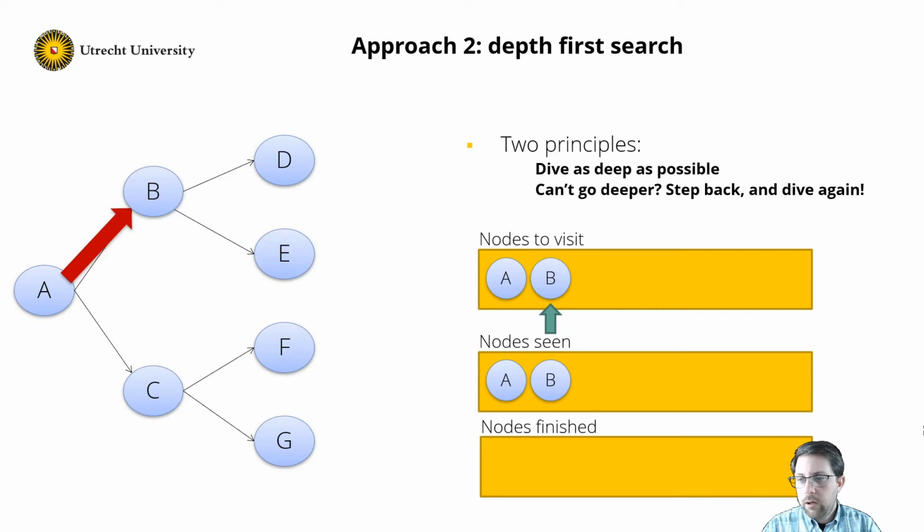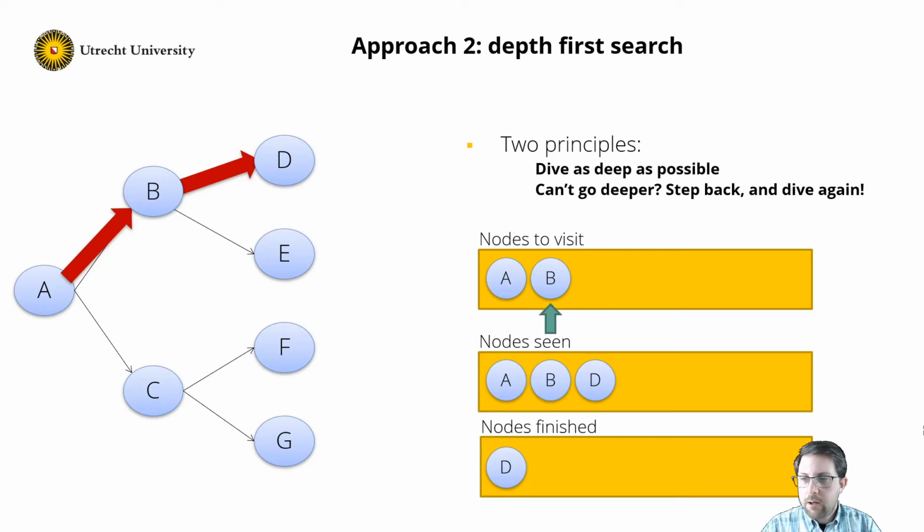Now I'm in B, and again I can dive because B still has children. So I move to D. I add D to the nodes to visit, I add it to the nodes seen, and I want to dive deeper, but I can't because D doesn't have any children anymore. Hence D is finished, and I can remove it from the nodes to visit.